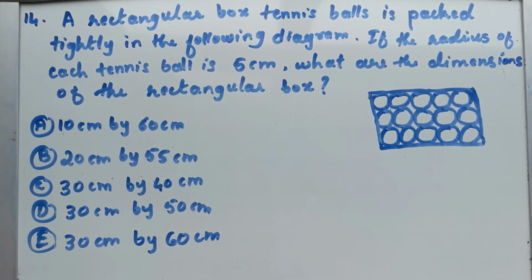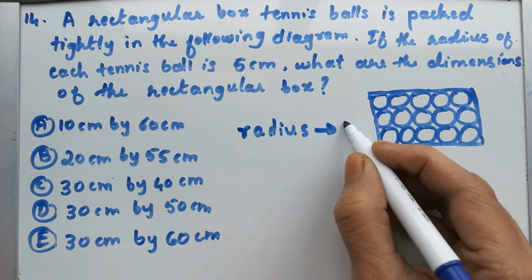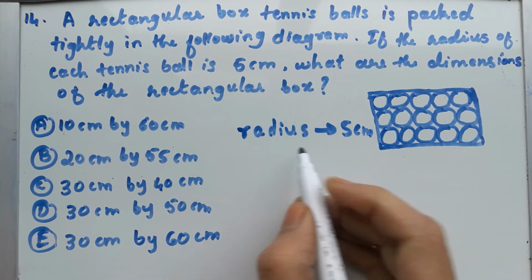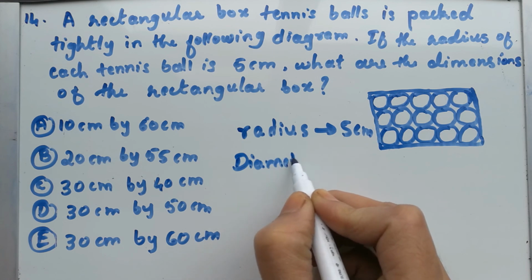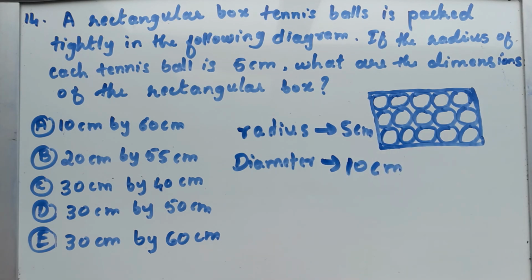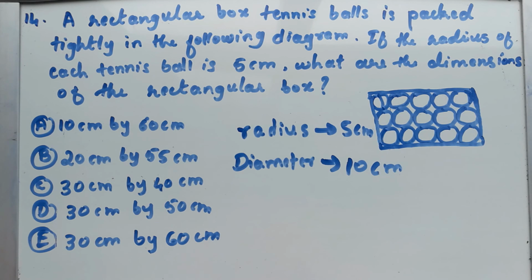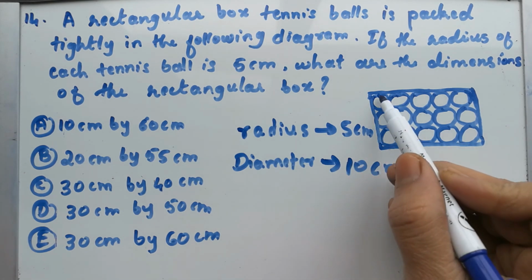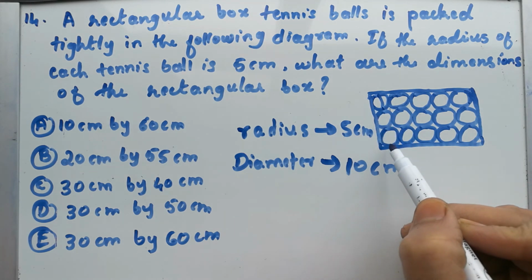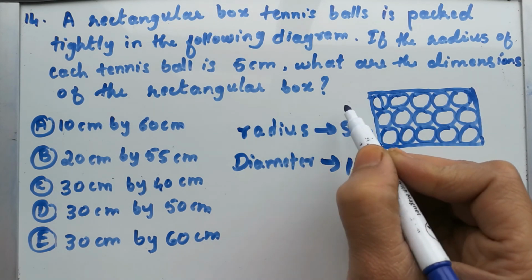The radius of each tennis ball is given. What is the radius? 5 centimeters. If the radius of a ball is 5 centimeters, what is the diameter of a ball? Diameter is 2 times radius, that is 10 centimeters. So for each ball its diameter is 10 centimeters. Here we have how many balls? 3 balls. So 10 plus 10 plus 10 is 30 centimeters.